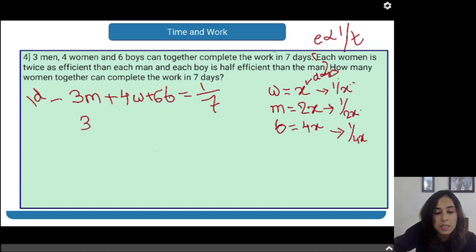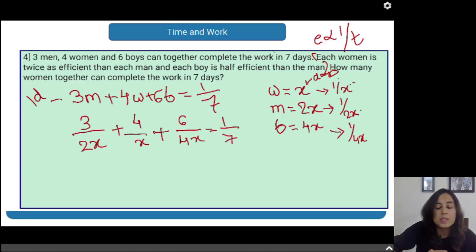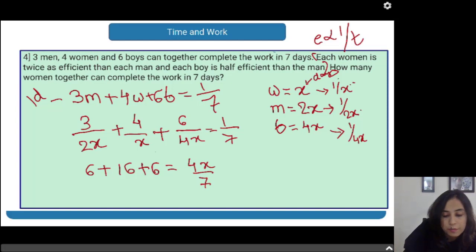So here I have 3 upon 2x plus 4 upon x plus 6 upon 4x and the whole thing is equal to 1 upon 7. So here the LCM comes out as 4x. I have 6 plus 16 plus 6 equal to 4x upon 7. So I get the value of X as 12 plus 16, which comes out as 28.